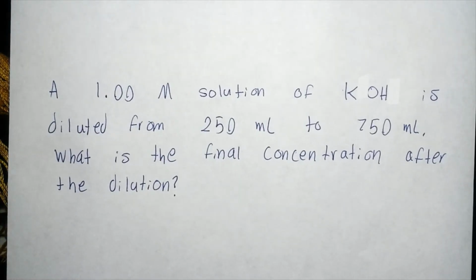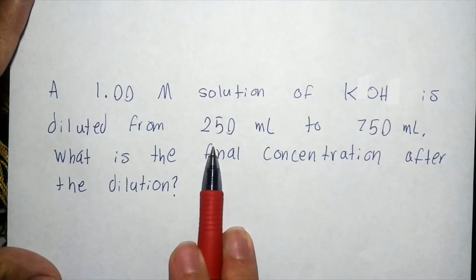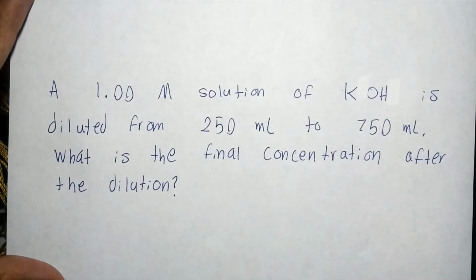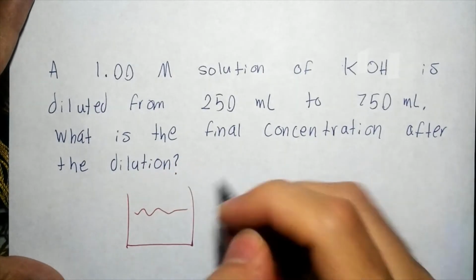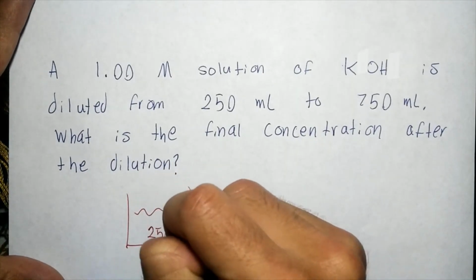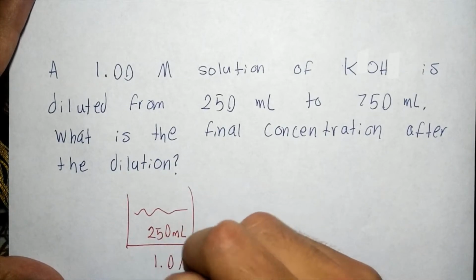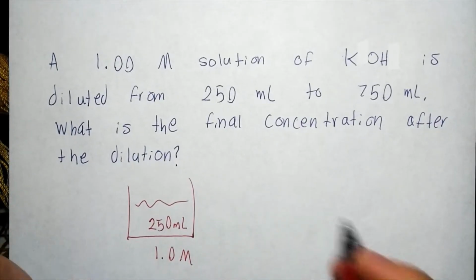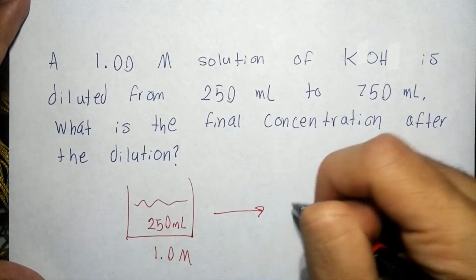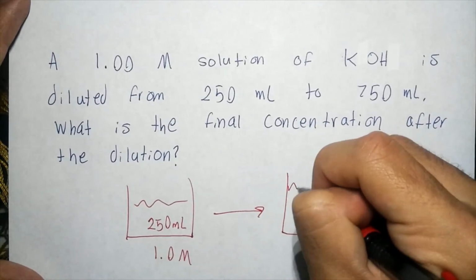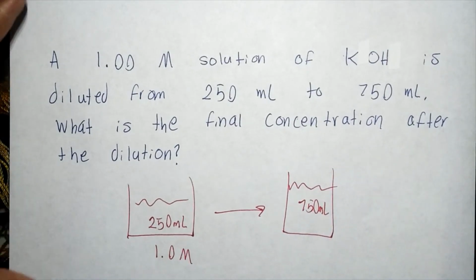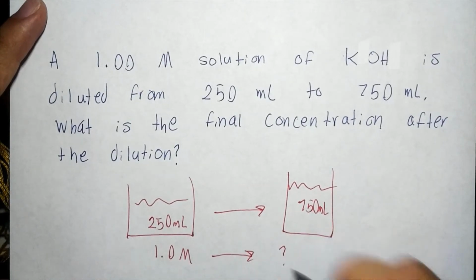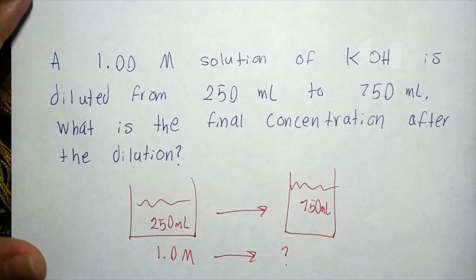So a 1.00 molar solution of KOH is diluted from 250 milliliters to 750 milliliters. So right off the bat, what's literally happening is we have this solution that has 250 milliliters and it's at 1.0 molar. Then what we're going to do is add water to it until the solution has a volume of 750 milliliters. So now what we want to know is, how has the molarity changed? How has that concentration changed?